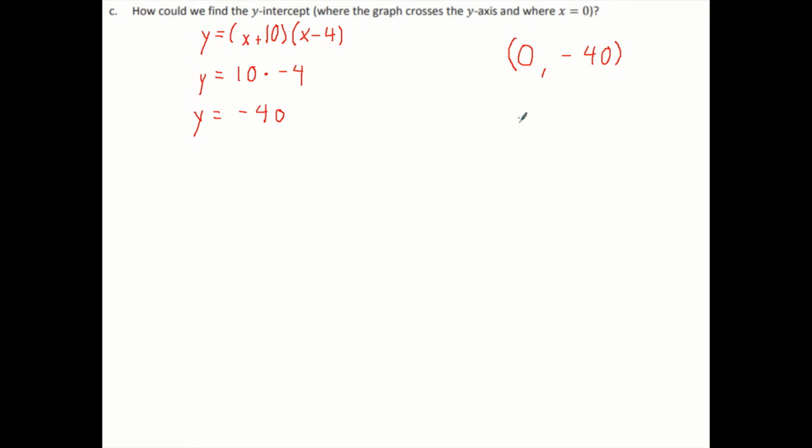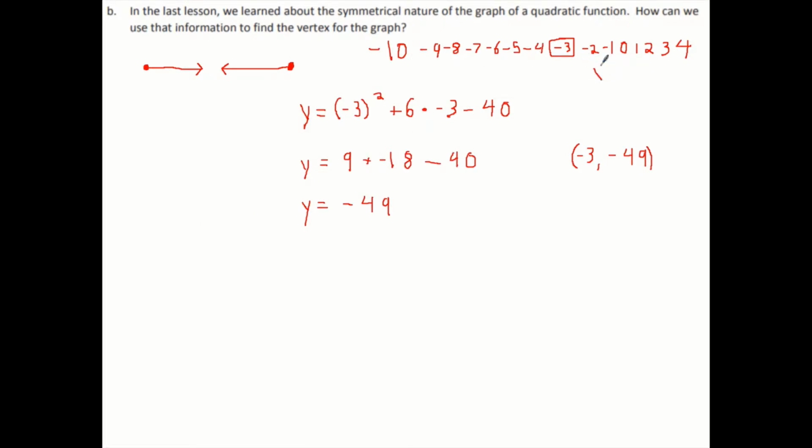What else can we say about our graph based on our knowledge of the symmetrical nature? So this is the thing that we're going to touch on. The symmetrical nature of our graph of a quadratic function. How can we determine the coordinates of any other point? Well, here's the super great, fantastic news. We're going to look at our y-intercept here, and we're going to ask ourselves, how far is our y-intercept from my line of symmetry? Remember, that line of symmetry we found out is x equals negative 3.